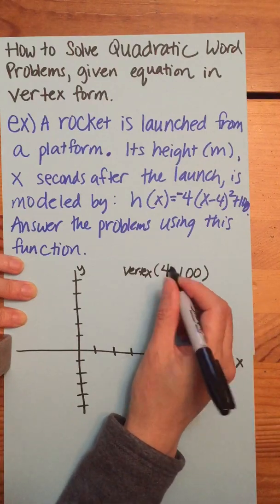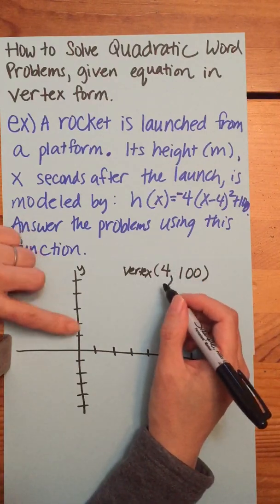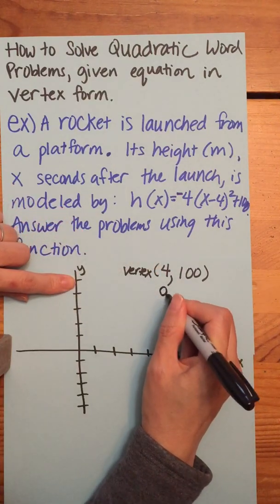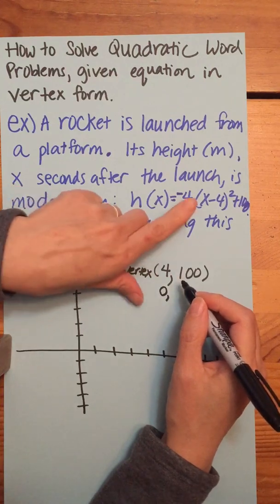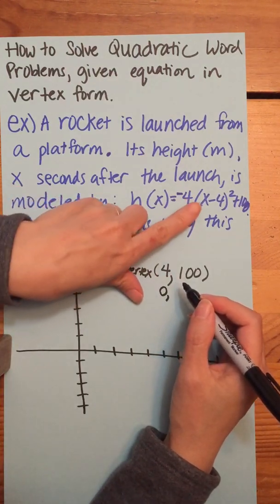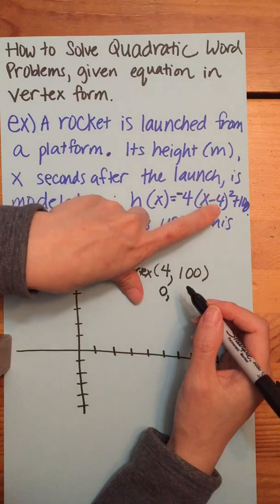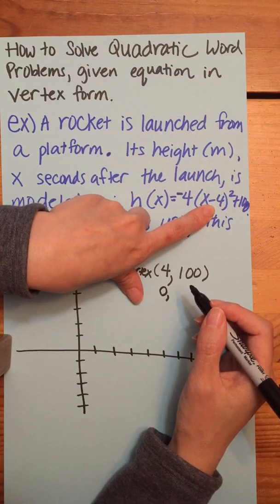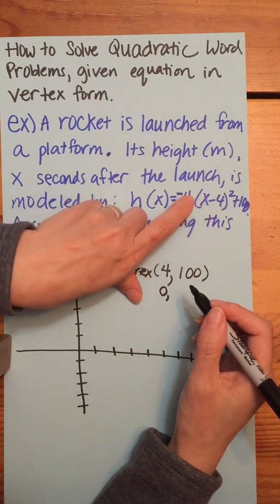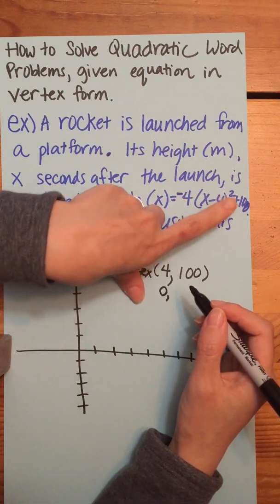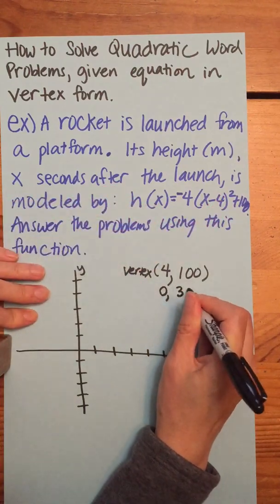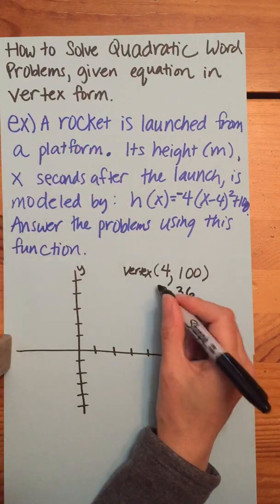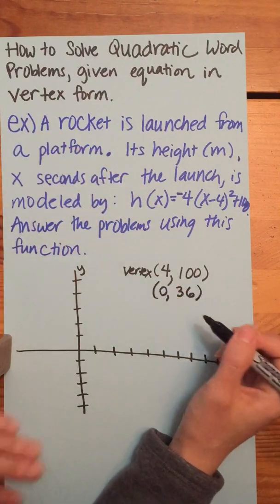So I'm just going to plug in a couple of points near the vertex. And I'm going to plug in 0 because that's quite near to the vertex, and the y-intercept is often very useful. So I'm going to plug in 0 to x, and I'm going to solve for y. So when I do that, 0 minus 4 is negative 4. Negative 4 squared is positive 16. Positive 16 times negative 4 is negative 64. Plus 100 is 36. So if I plug in the number 0, I'm going to get an answer of 36 for the y value of h of x. So that's going to be another coordinate.